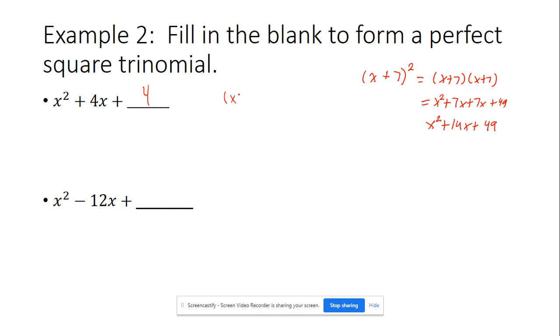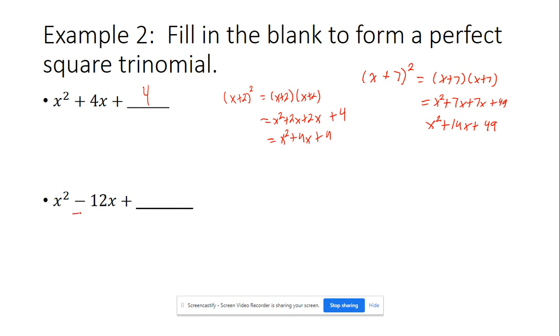And so when we do that, is this the same thing as (x plus 2) squared, which is (x plus 2)(x plus 2), which is x squared plus 2x plus 2x plus 4, which is x squared plus 4x plus 4, right? Half of 4 is 2, 2 squared is 4. So back to this guy.